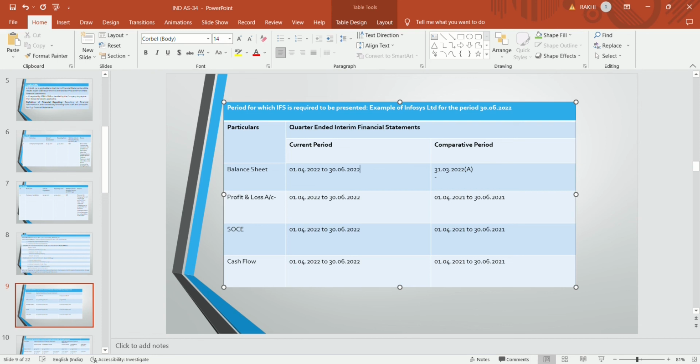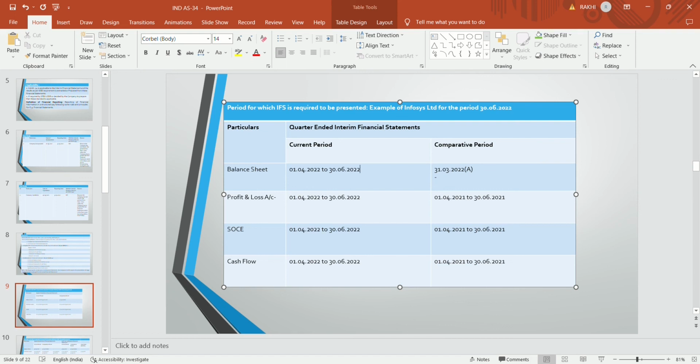In the profit and loss account, the current period will be from 1st April 2022 to 30th June 2022, and the comparative figure will be last year's quarter figure, from 1st April 2021 to 30th June of last year's same quarter. In the current year the quarter will be from April to June, and the comparative figure in the P&L will be the last year's same quarter, April to June.